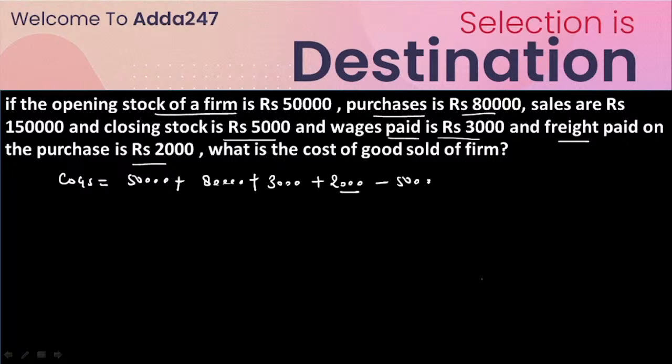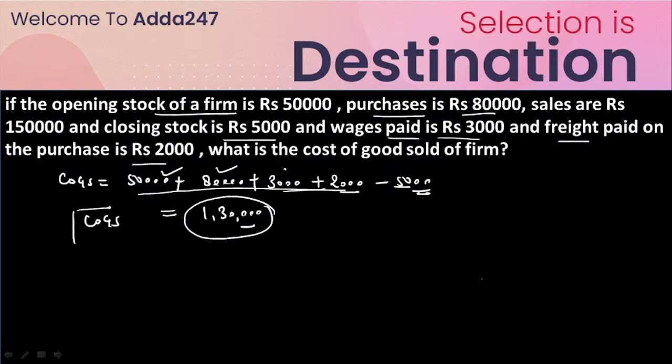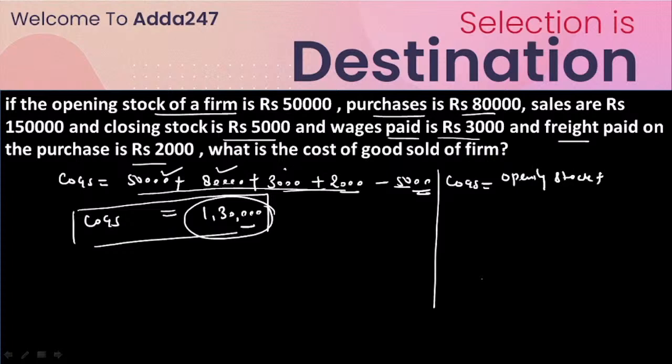So just sum up all these and subtract the 5,000, and you will get the answer here, that is 130. The 5 and 5 cancel, so 1,30,000 rupees would be the cost of goods sold here. All right, so that's how we calculate our cost of goods sold. Whenever you have to find the cost of goods sold, always consider the opening stock first, after that purchases, after that all the direct expenses.